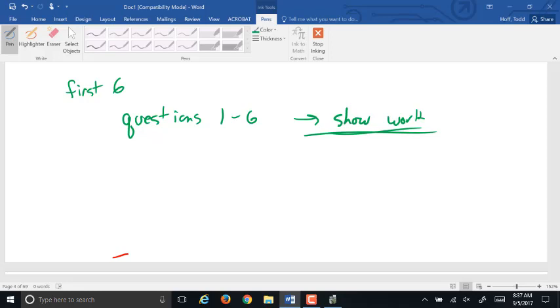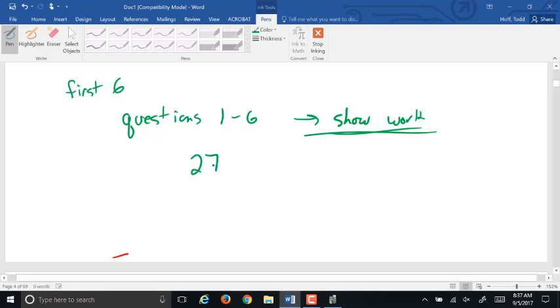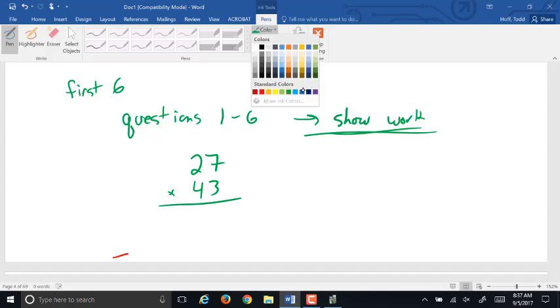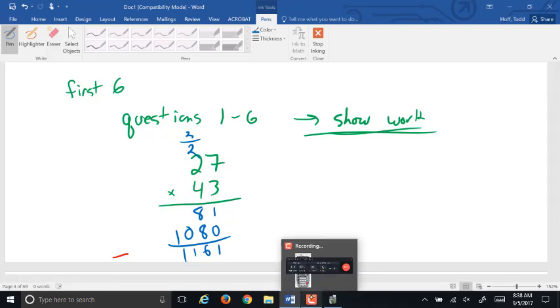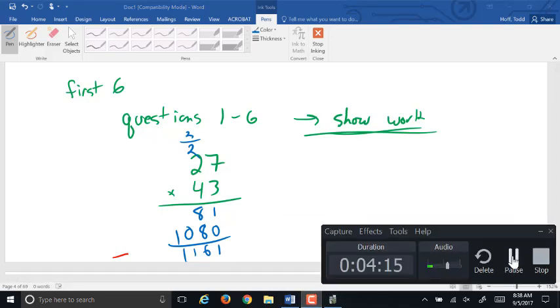If you need to use your calculator to double check it, or need to use your calculator to combine digits, that's fine. But when I say show your work, if I have something like 27 times 43, you need to show out 7 and 3 is 21, carry the 2. That's 6, that's 8. 0, 8, carry the 2. That's 8, that's 10. You need to show all the steps like that on those first 6. Okay? So I'll pass out the quiz here in just a second.